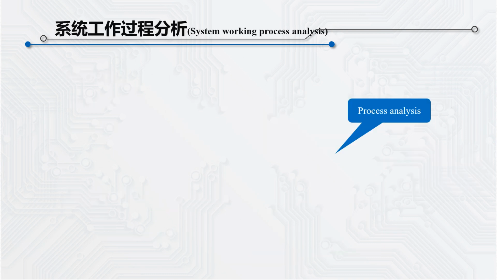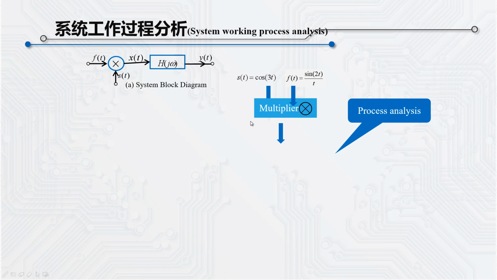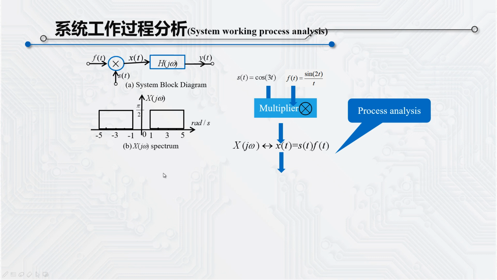Let's analyze the working process of this system. This is the diagram of the given system. The input signals cosine 3t and sine 2t over t enter the multiplier. After they are multiplied by each other, we get its output x(t) equals s(t) times f(t). According to the Fourier transform, we can find that the spectrum of x(t) is X(j omega). The spectrum of X(j omega) is shown in Figure B.